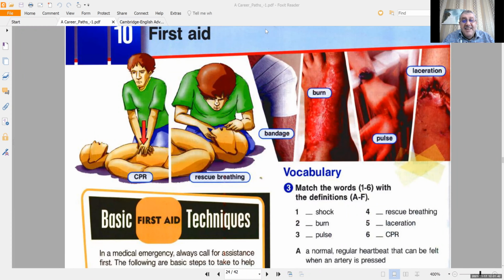Okay, so for question number 1, bleeding wounds. What is the answer for number 1? You can write the answer in the chat if you like.